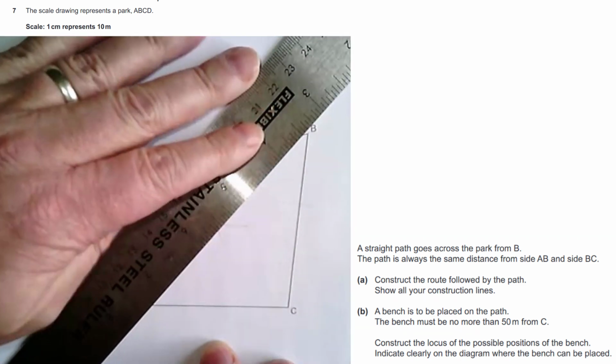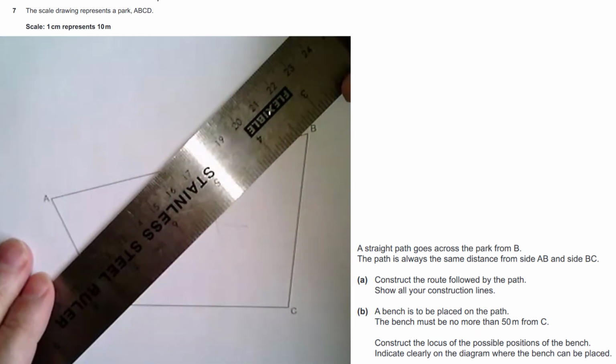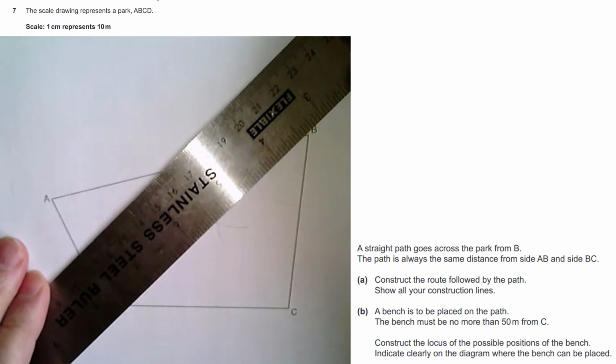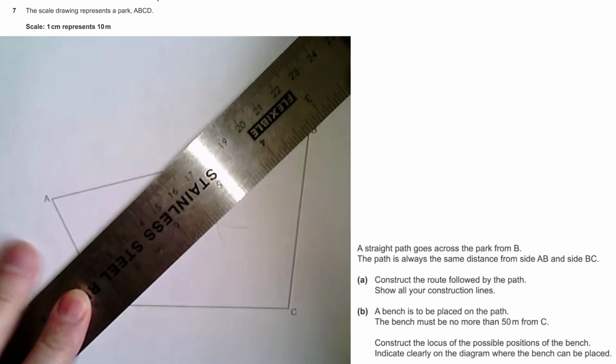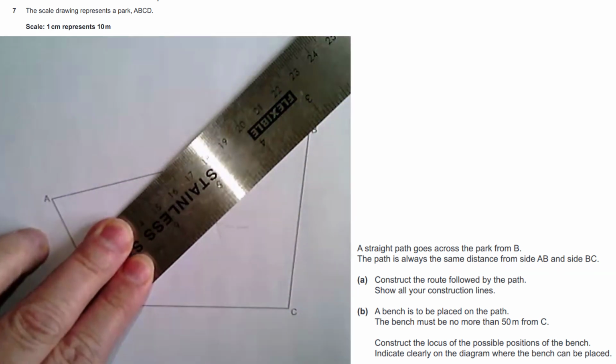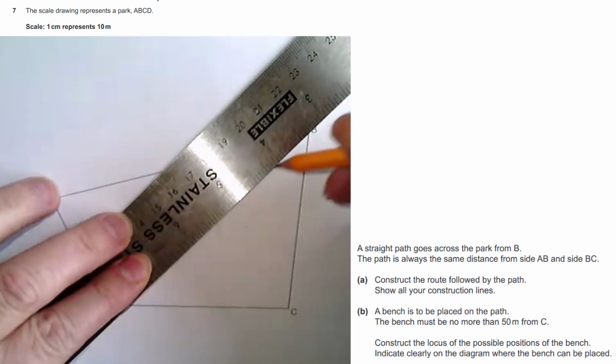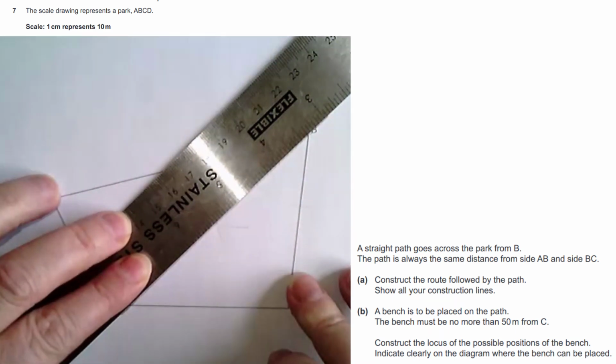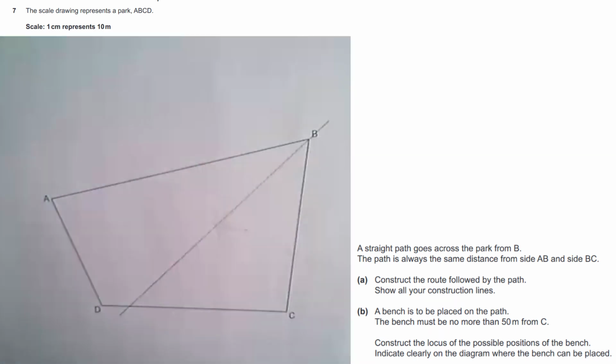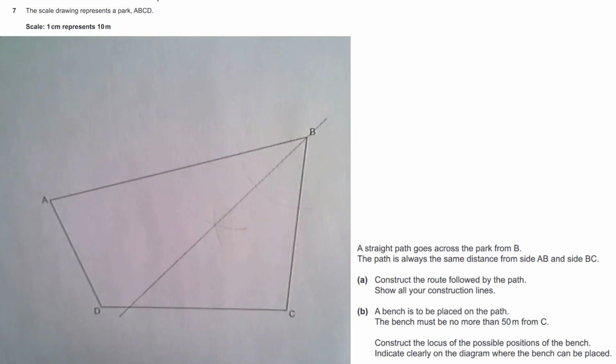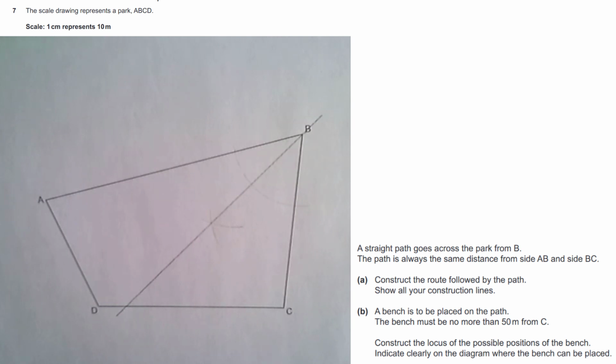Okay. Now what we're going to do is put a ruler and line it up through B and through the center of that cross we made from the two arcs. And we're going to draw our line here. Now this line is going to be the angle bisector of ABC. And you should see that it cuts that angle exactly in half. So that is going to be my path that I need to draw.